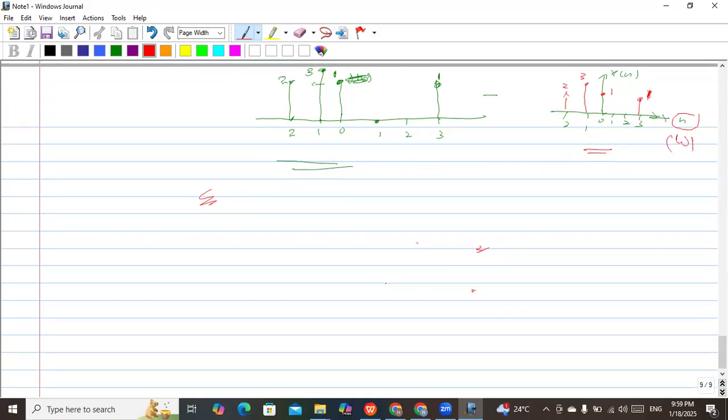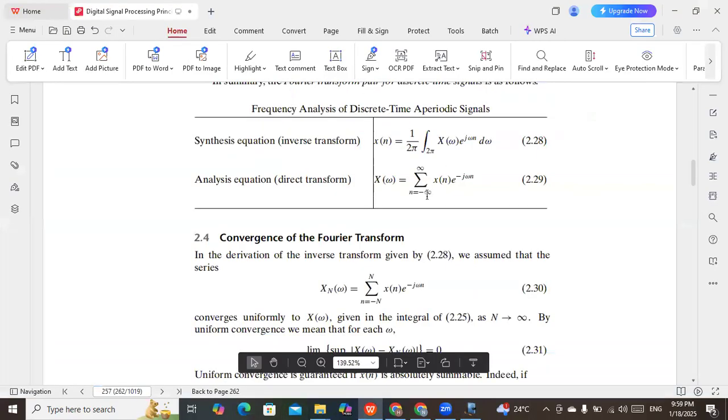So for that I need to get the Fourier transform of this sequence. How to get the Fourier transform? X of omega is equal to the sum over n from minus infinity to plus infinity of x[n] e to the power minus j omega n. This is the Fourier transform identity.